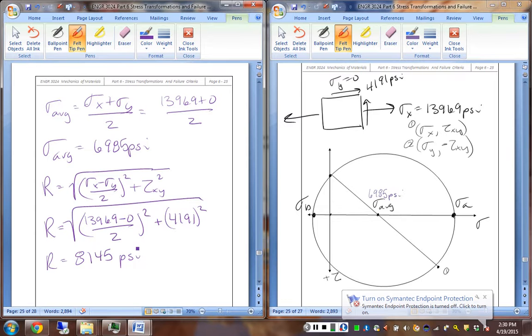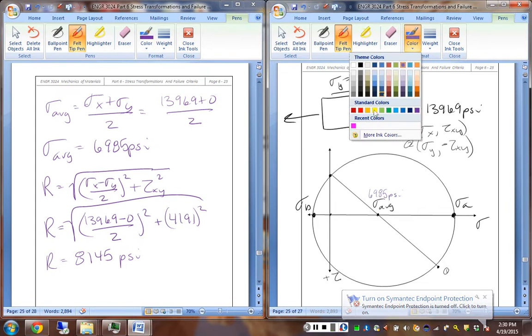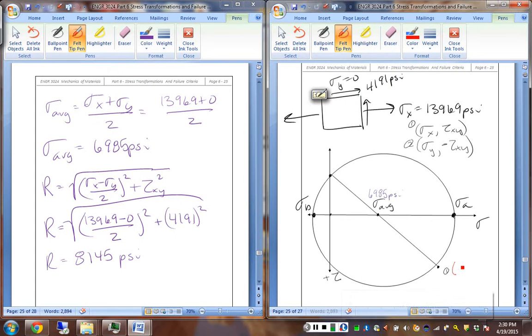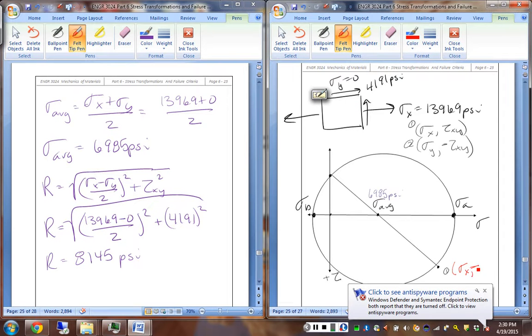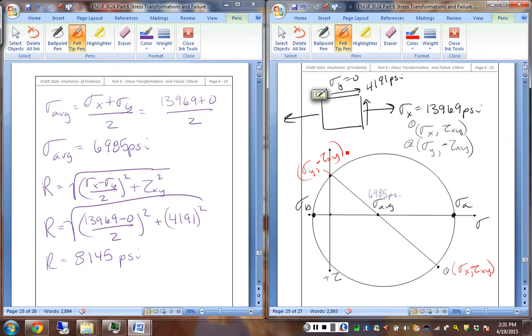And just noting all of these points on our Mohr's circle, to emphasize, this is sigma x and the shear. This point is sigma y and the minus shear. This distance is the radius. So sigma A is the average plus the radius. Sigma B is the average minus the radius.